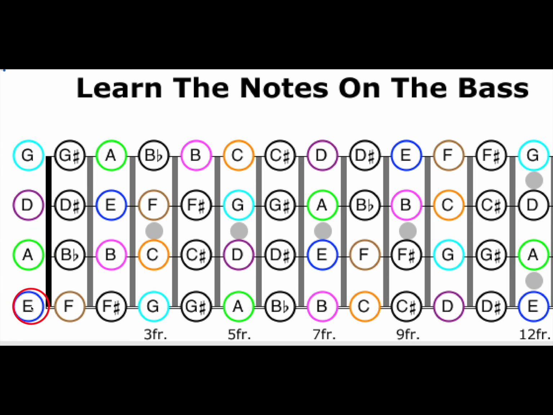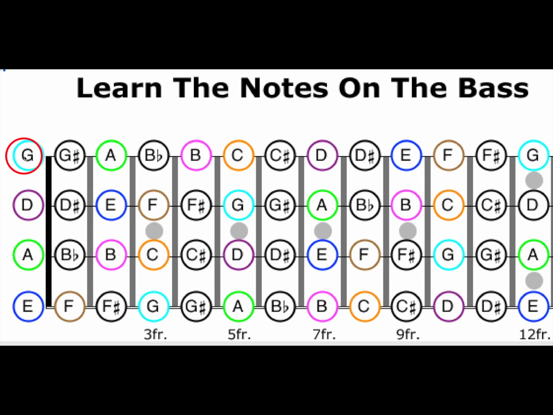On the bass, you have 4 strings. This is your big string down here. If you pluck the big string open without pressing a note down, you have the note E. The third string is A. The second string is D, and the first string is G.